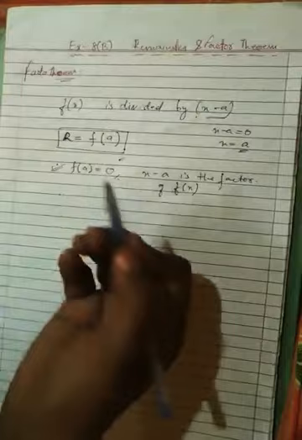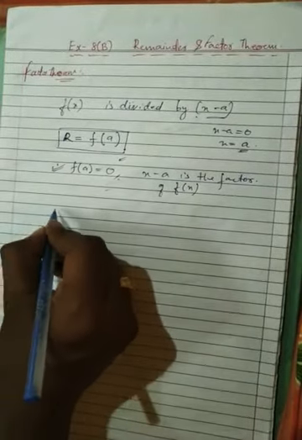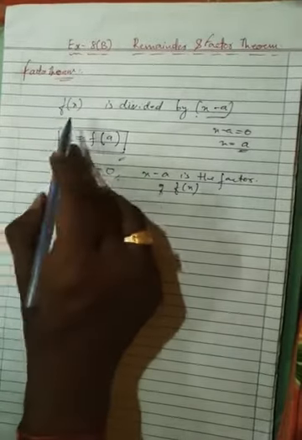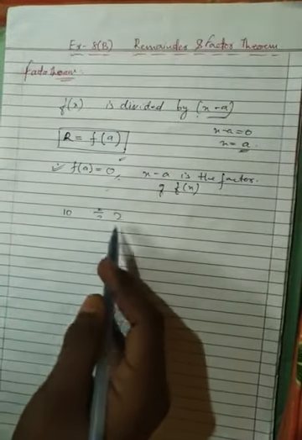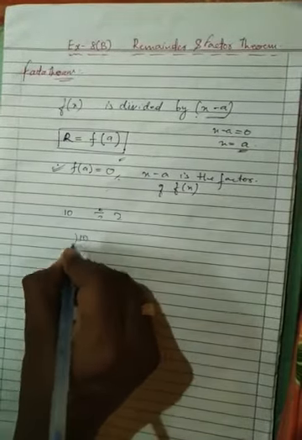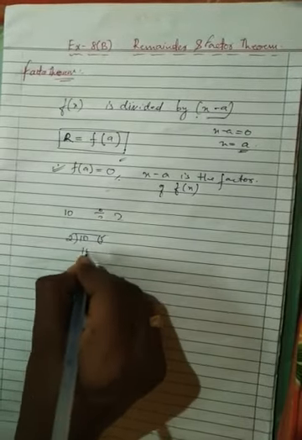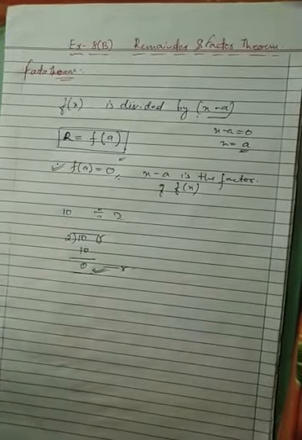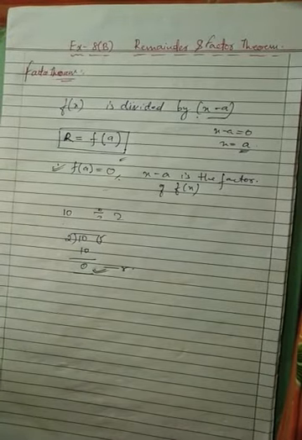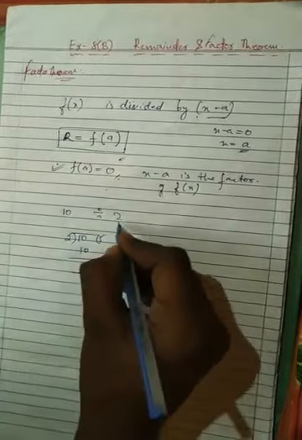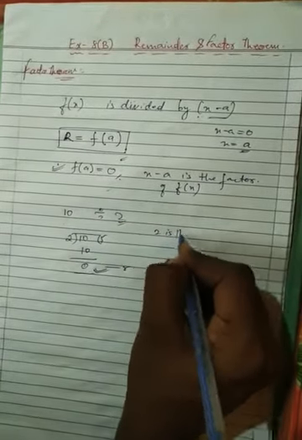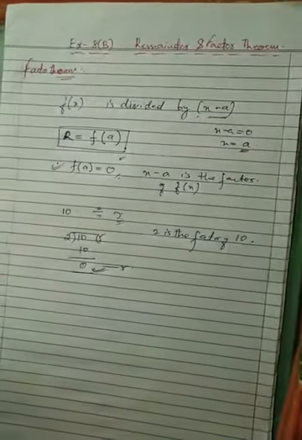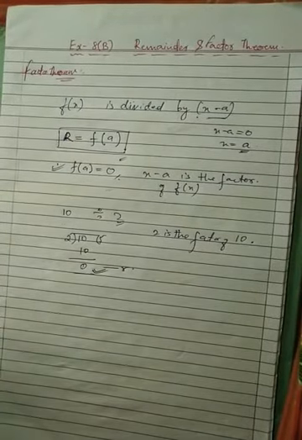Okay, simple. Even if I take normal numbers, if I take 10 and divide it by 2, like here f of x is divided by x minus a, what is the remainder? If I divide 10 by 2, 2 fives are 10, the remainder is 0. Yes or no? Clear? So therefore we can say that 2 is a factor of 10. The remainder is coming 0, so 2 is a factor of 10.